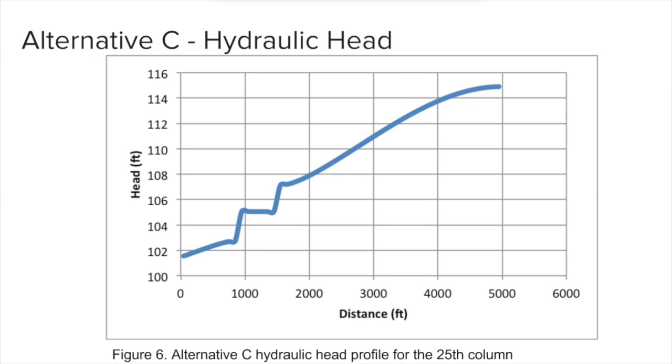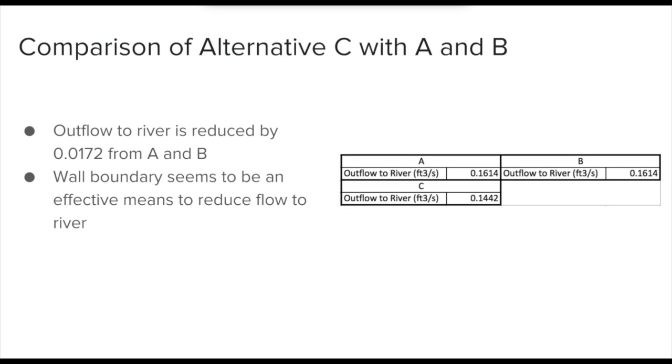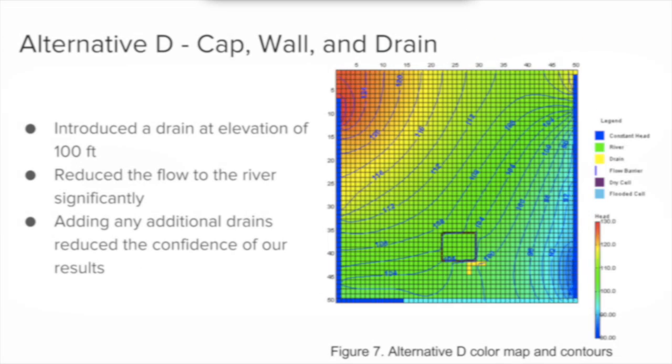Here is the hydraulic head graph for alternative C. As you can see, there are two plateaus that occur due to the fact that there is a wall that is greatly affecting the head. As you can see in the comparison of alternative C to A and B, the outflow to the river was reduced by 0.0172. The wall boundary really seems to be an effective means of reducing the flow.